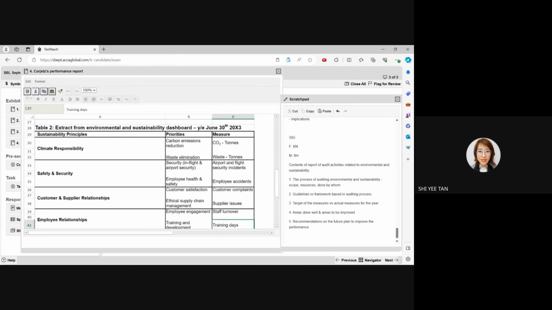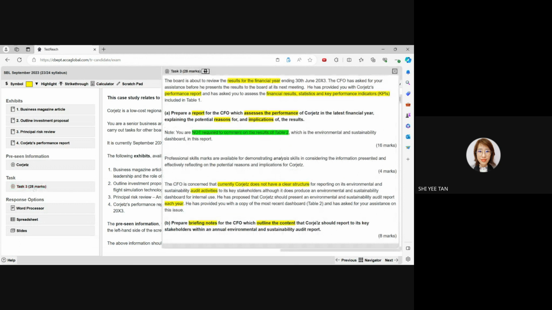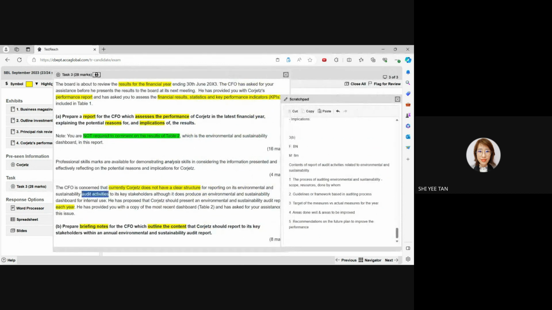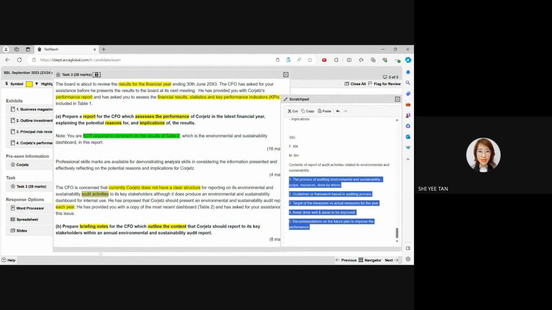So remember, this question is quite tricky in the sense that they try to tell you it's about audit. It's about audit content to report within the audit report, right? So it means in terms of audit activity, what is the thing that we want to report to our stakeholders? All right. So based on this principle, I come out with this idea.